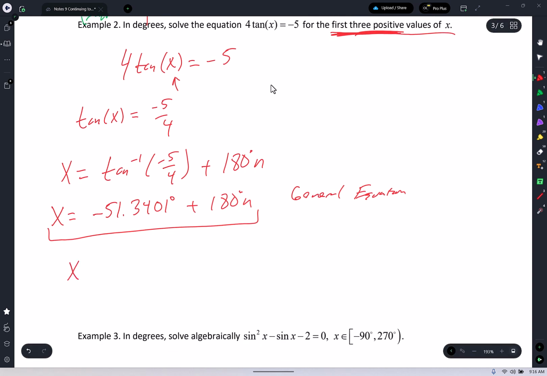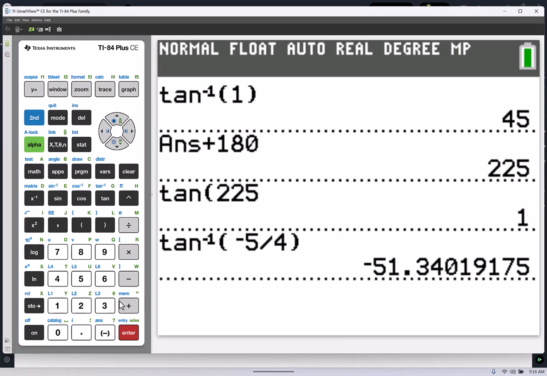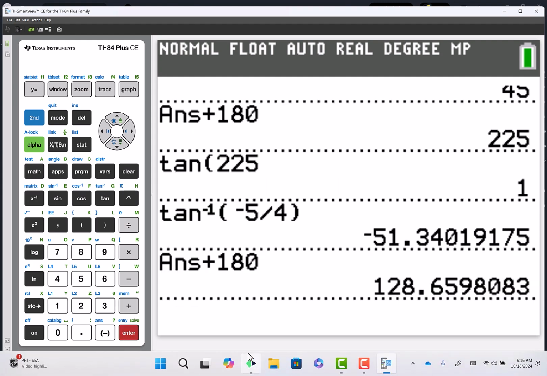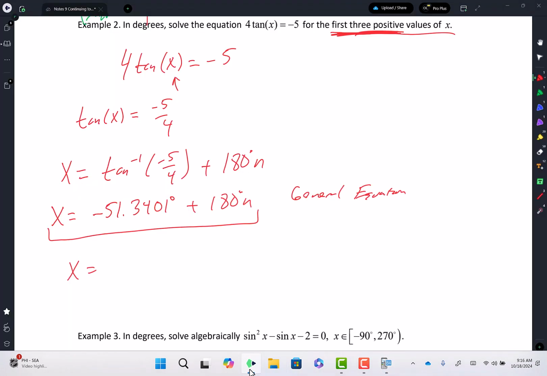First three positive values. Is negative 51.3401 a positive value? No. So I take my calculator and I'm going to go plus 180. And there's my first one, 128.6598 degrees, comma. Then I take my calculator again.